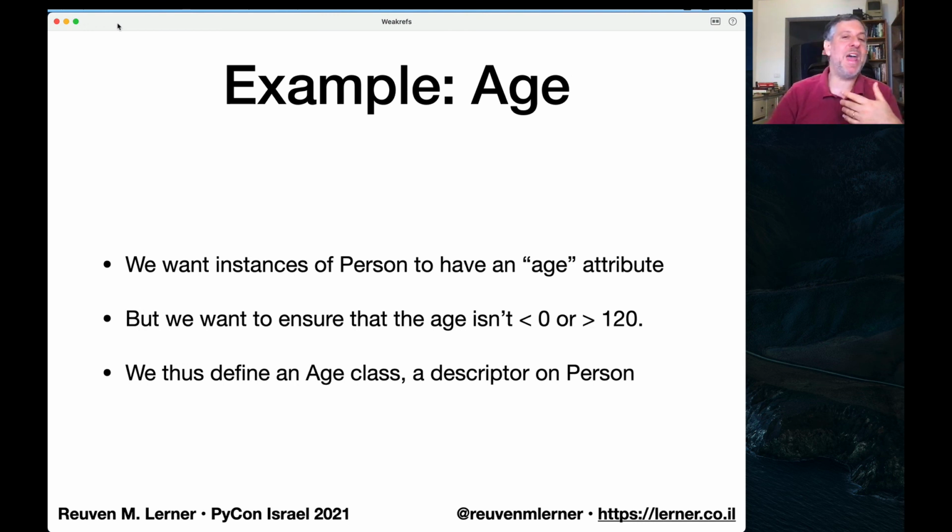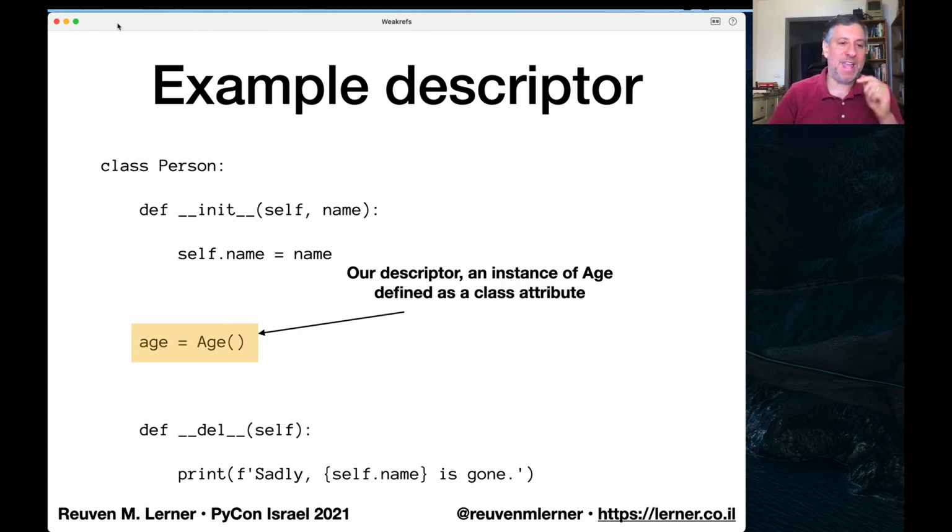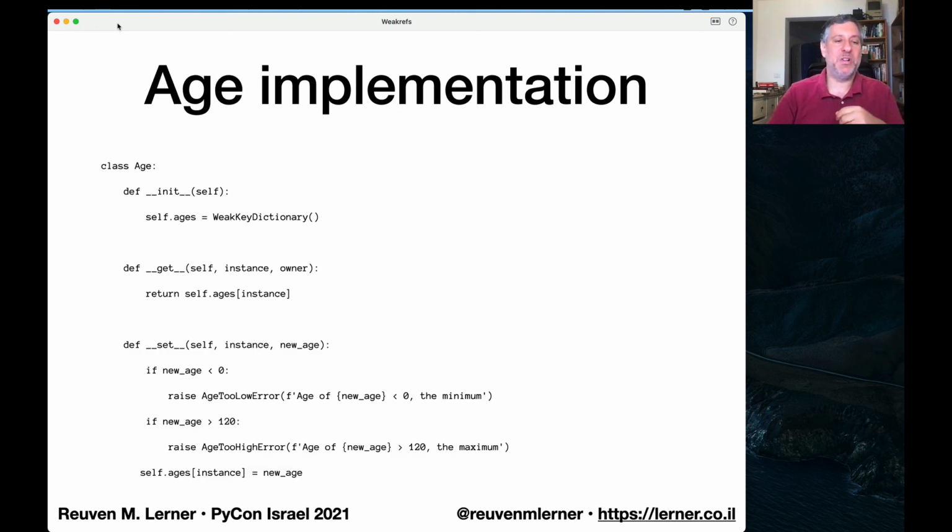Let's assume we want to have an age in a person, right? So I want to be able to keep track of people's ages. I could use an integer, but I want to make sure that the age is not less than 0, not greater than 120. I want to have some boundaries on that age. So I'm going to define an Age class, and that's going to be set to be a descriptor on my Person class. So my Person class, def __init__, self.name equals name, just like before. And now I say at the class level, age equals Age(). So age, lowercase age, is a class attribute, and it is an instance of the Age class. Now what are we going to do?